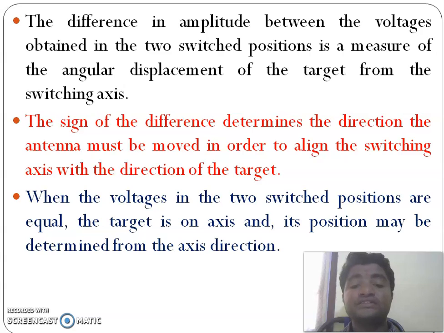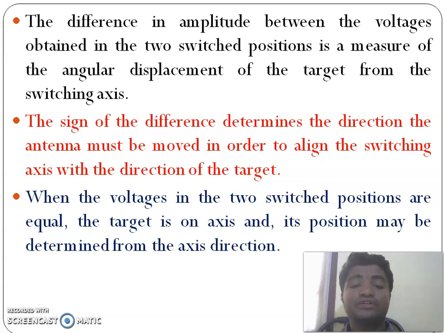We have to measure the voltages in the first switch position and the second switch position. If there is a voltage difference, that means an angular error is present, and the sign of the difference determines the direction the antenna should be moved to make the angular error 0. When the voltages in the two switched positions are equal, the target is on the axis, and the position may be obtained from the axis direction.